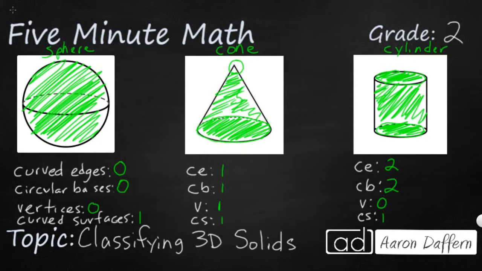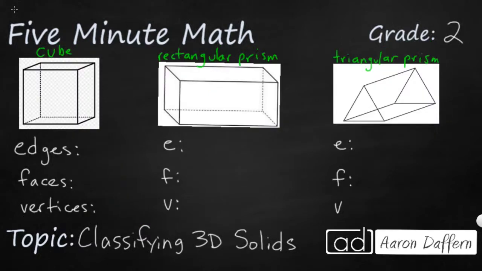Now let's look at what happens when we try to describe other three-dimensional solids. Three new three-dimensional solids: cube, rectangular prism, and triangular prism. So edges are where two faces meet. On our cube, we've got 1, 2, 3, 4 edges on the top, 5, 6, 7, 8 edges on the bottom, and then we have 4 connecting edges between the top and the bottom: 9, 10, 11, 12. So our cube has 12 edges.